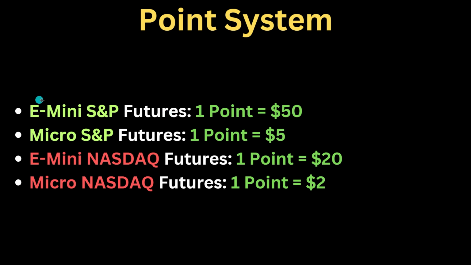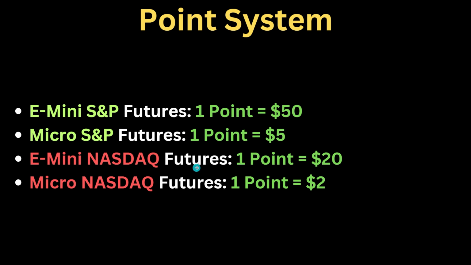So that's the point system for the E-mini and micro S&P futures. As far as the E-mini NASDAQ futures, 1 point is going to equate to $20. Now, if you guys have ever looked at NASDAQ during market hours, it can move a whole lot of points very, very quick. Like one candle could be 30, 40, 50 points.